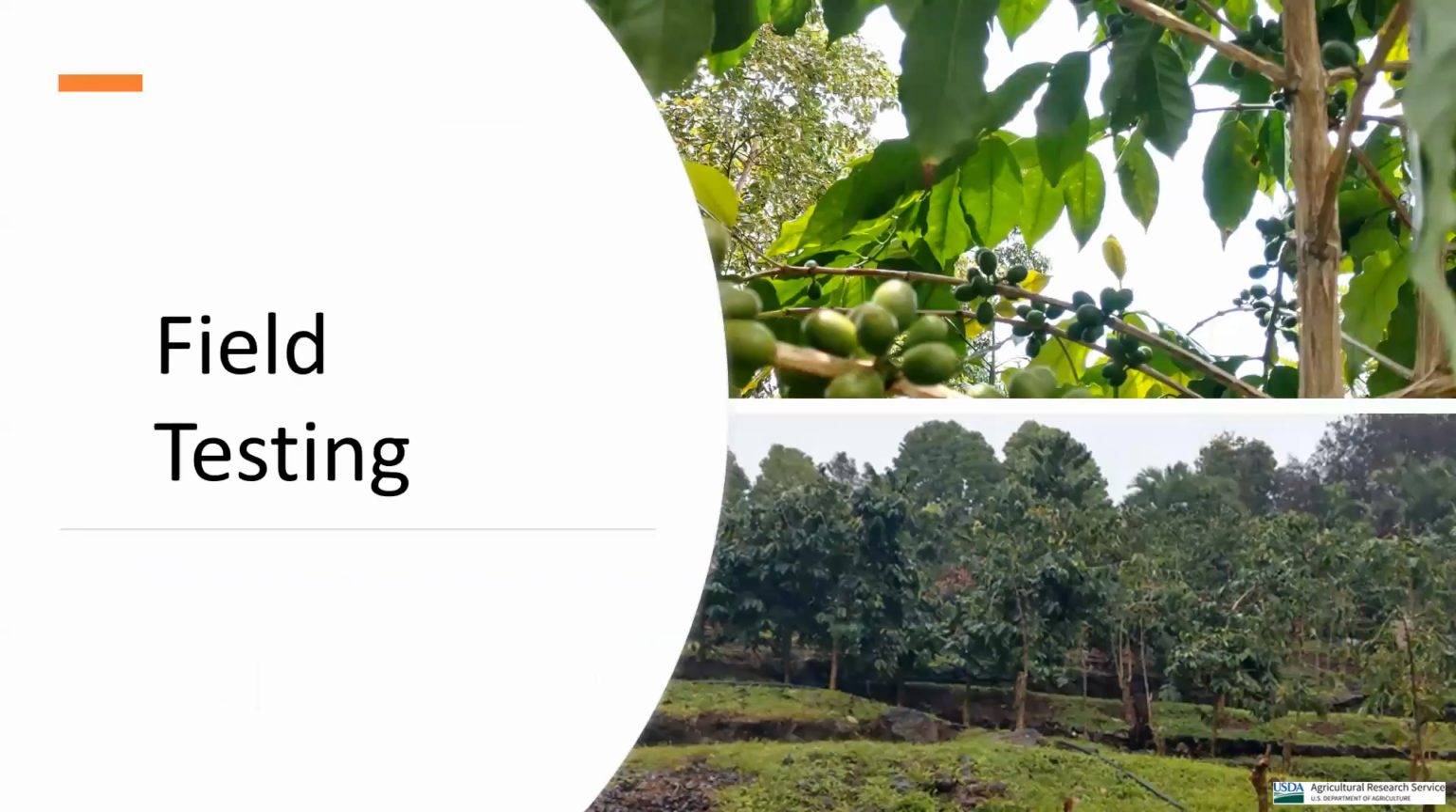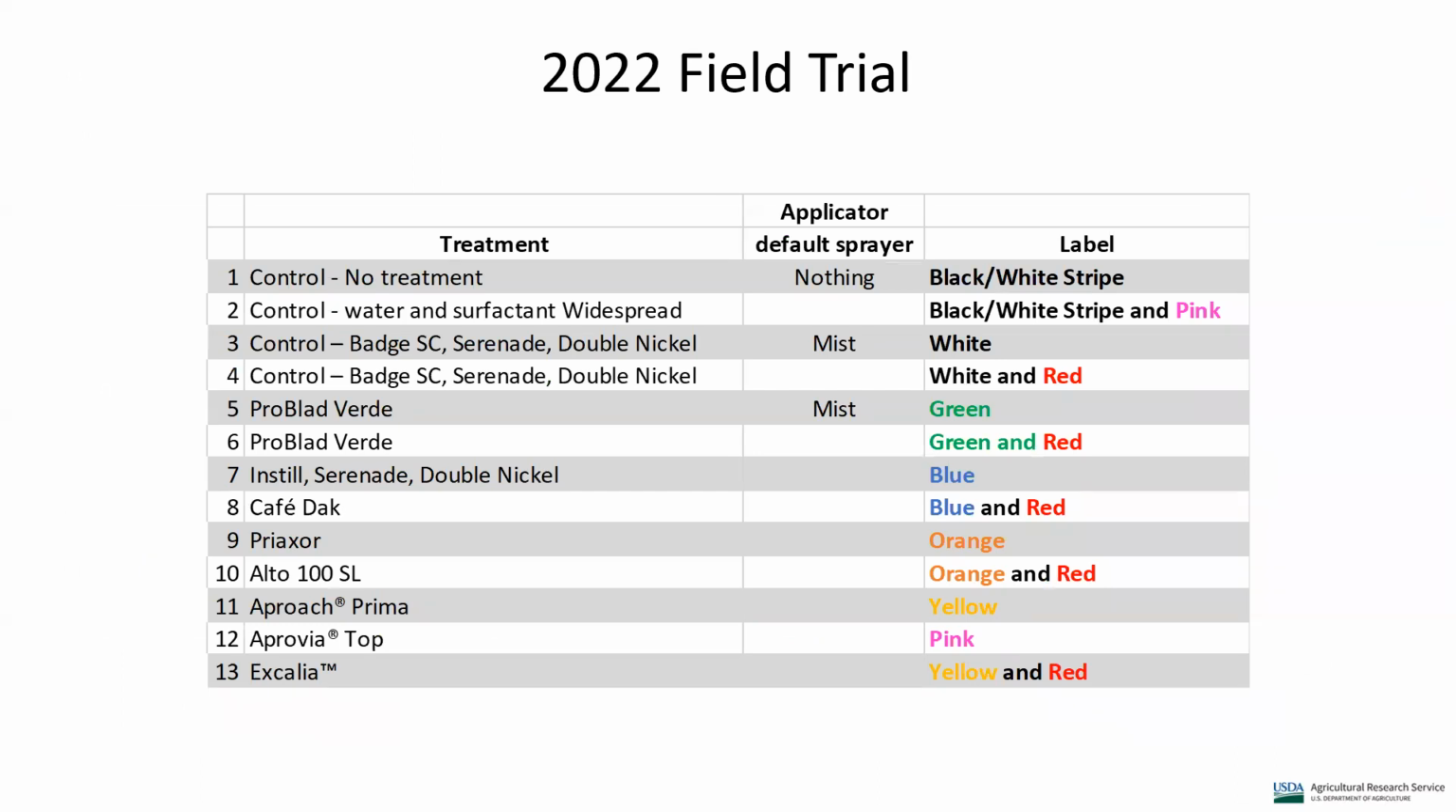Okay, to move into the field testing. In 2021, we were successful at controlling CLR in the field with a rotation of Badge, Serenade, and Double Nickel. So moving forward to 2022, this was our field control. We also had the opportunity to have no spray whatsoever, so a control of no treatment.